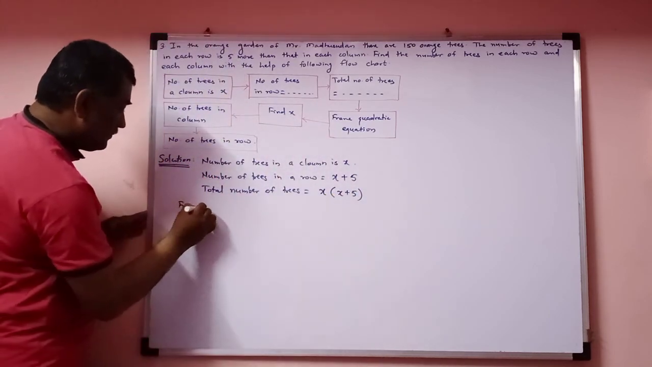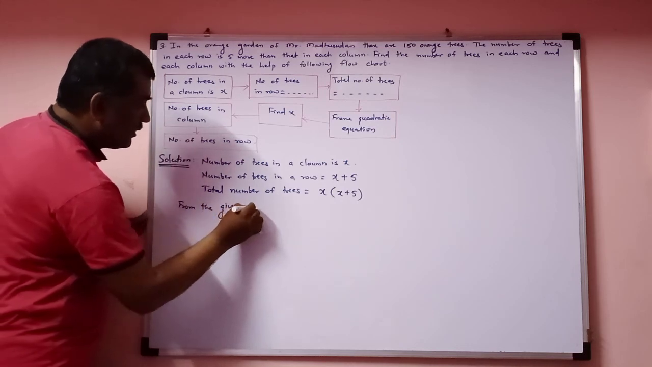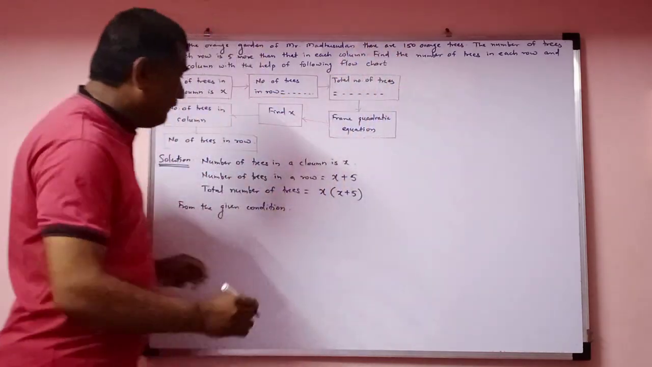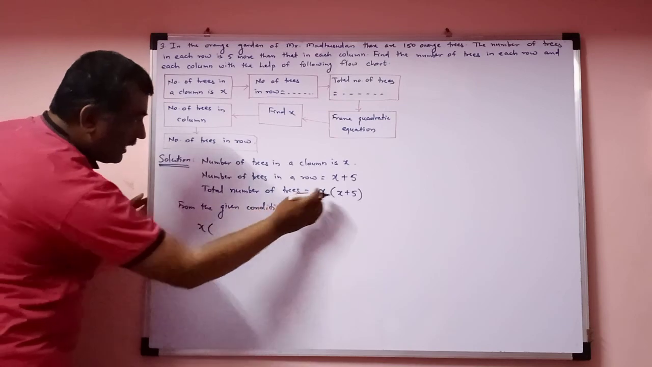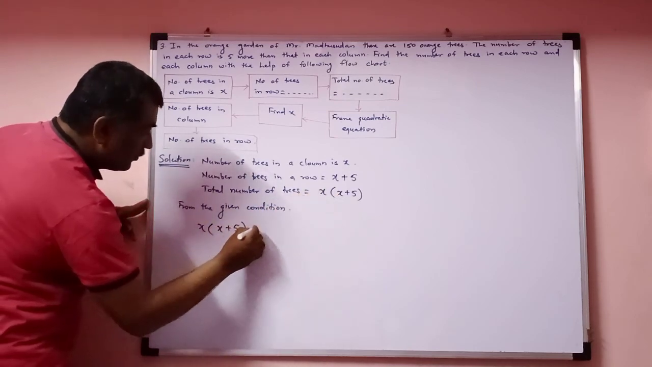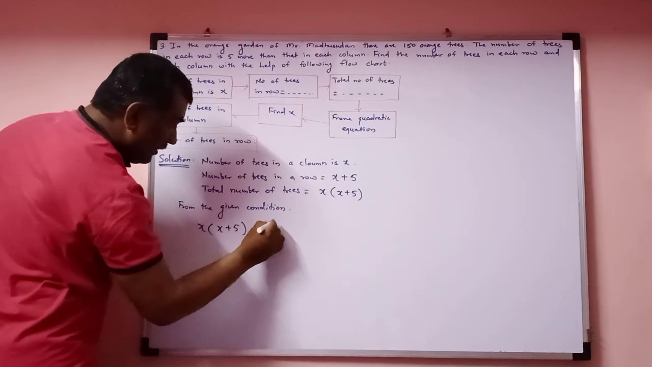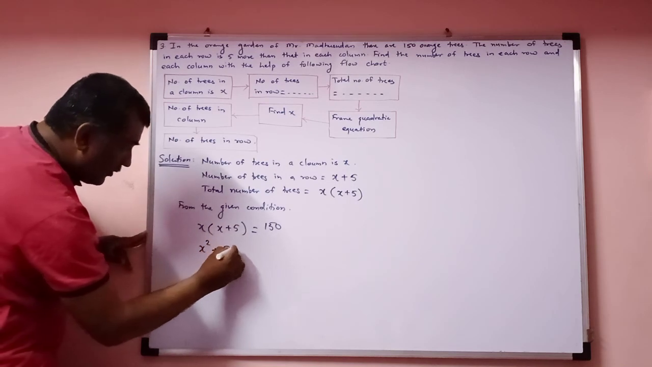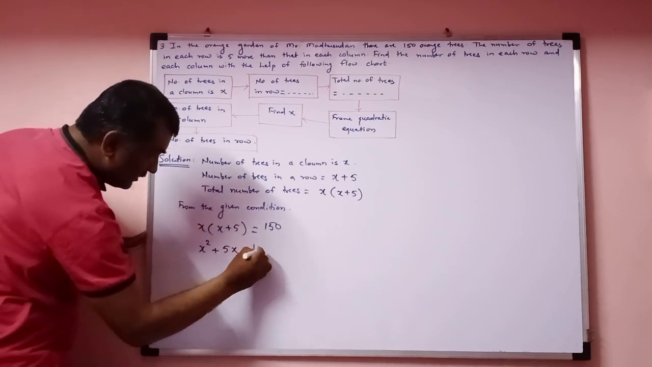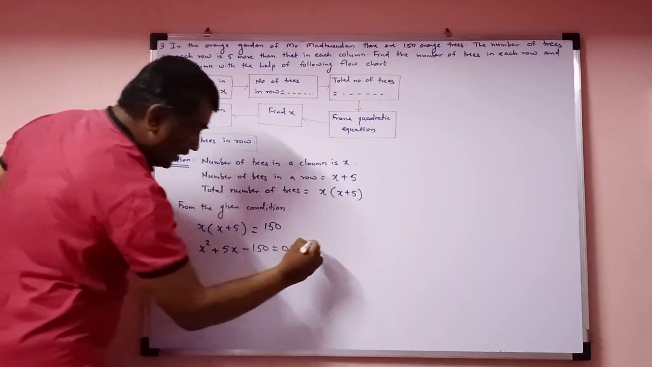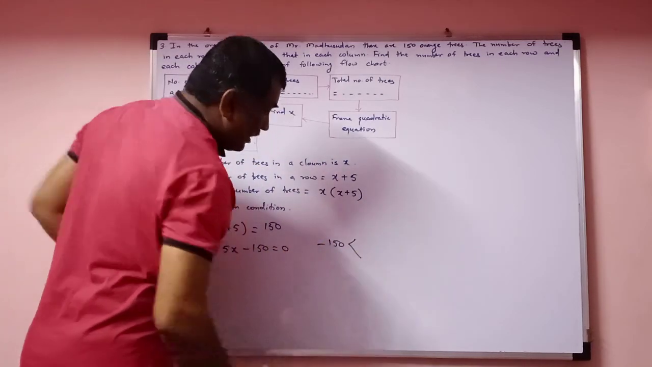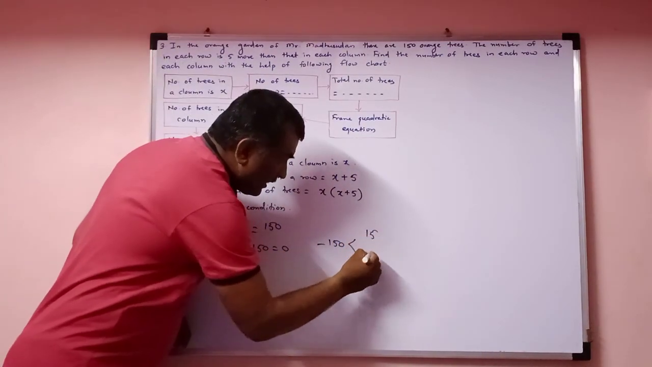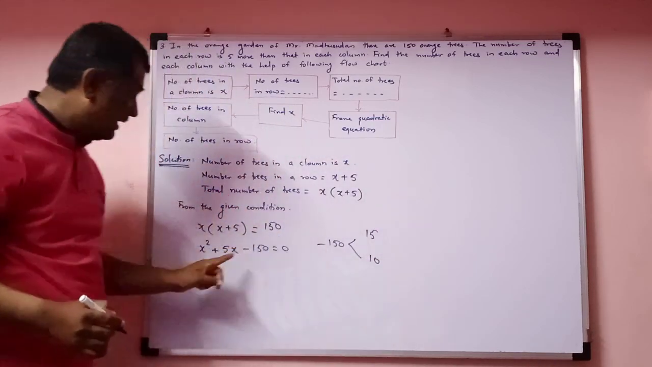From the given condition, these total number of trees are 150. Means x into bracket x plus 5 is equal to 150. X into x, x square plus x into 5, 5x, plus 150 left hand side ला minus 150 is equal to 0. Third term is minus 150. आता गुणाकार 150 आणि वजाबाकी 5 आली पाहिजे. 15 आणि 10, 150. 15 तून 10 गेला 5.